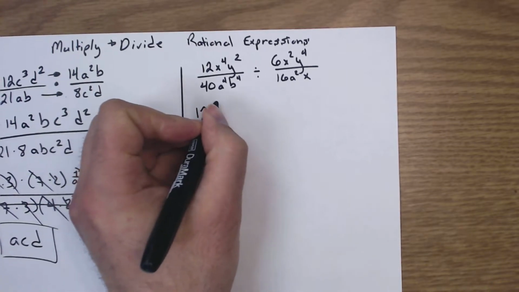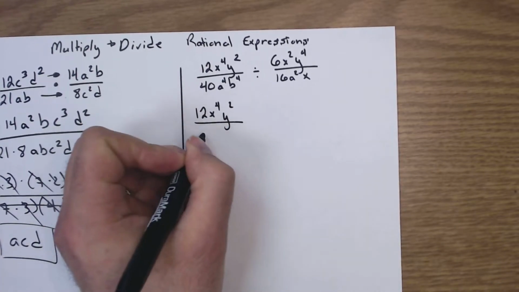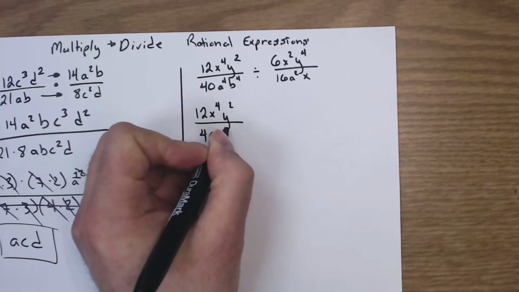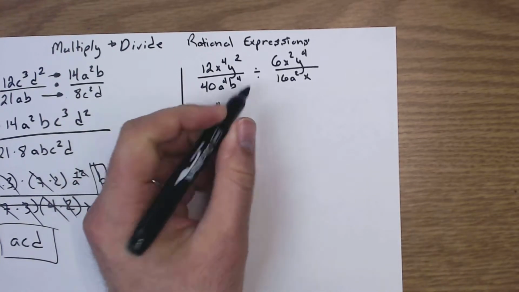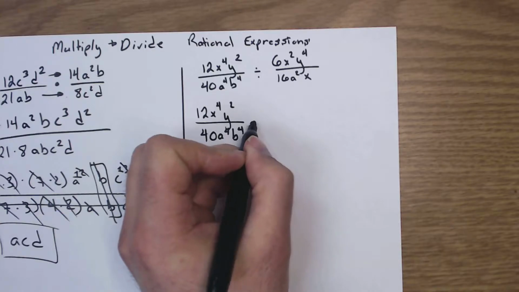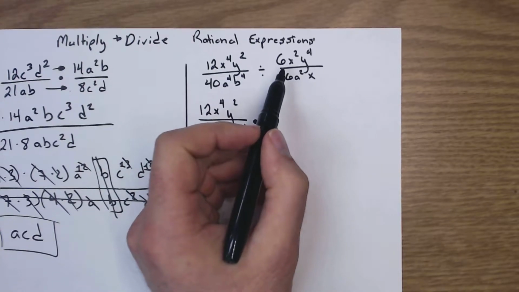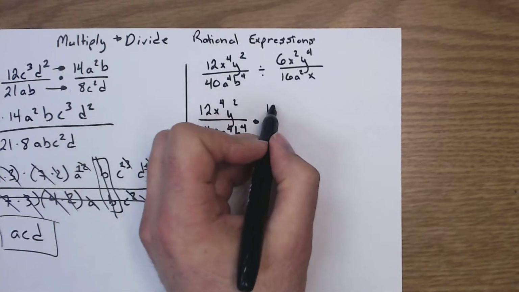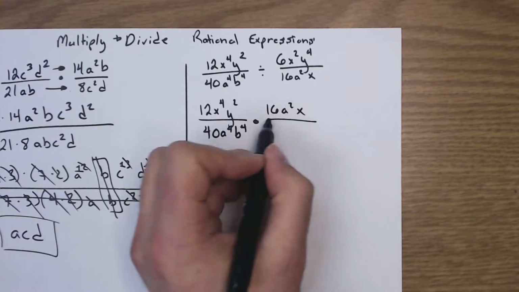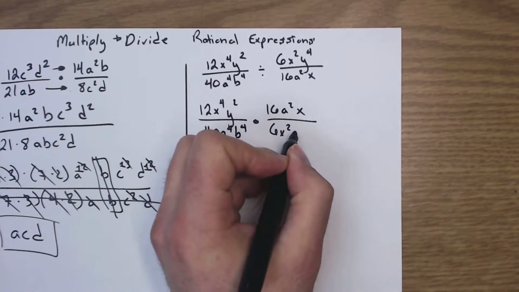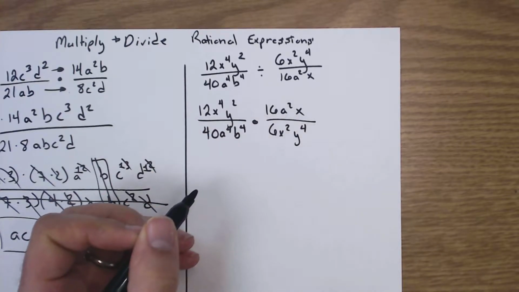First thing I'm going to do is just rewrite this so that I'm multiplying the right stuff. So again, dividing by a fraction is the same as multiplying by the reciprocal of that fraction. So we can put the 16 on top, the a squared on top, and the x on top, and 6x squared y to the 4th is on bottom.